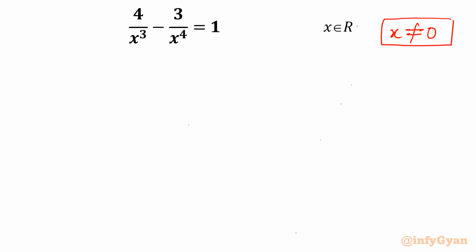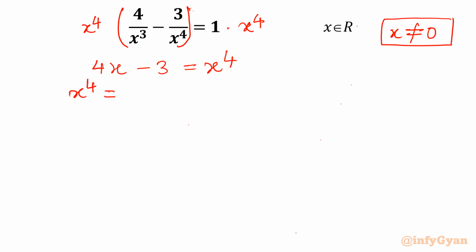First thing. Okay, now because x is non-zero, I can multiply both sides with x power 4. Done. Let's expand. So I will write 4x minus 3 equal to x power 4. After moving x power 4 to the left, I will write 4x minus 3. Now I'm going to solve this problem using the perfect square method.